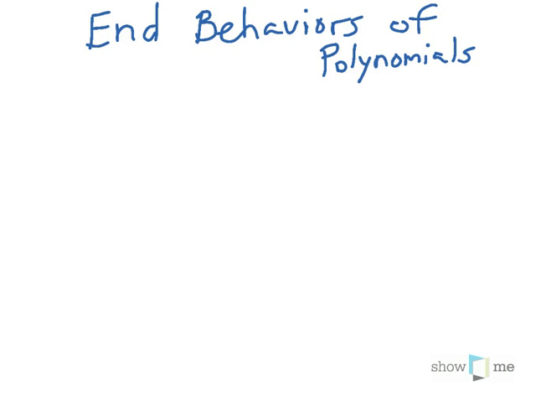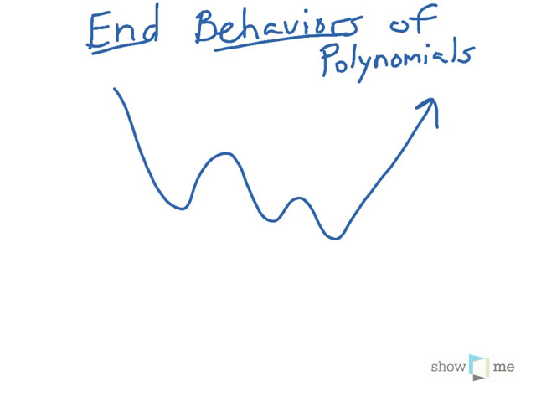Okay, before we get too detailed in this regard, I want to make sure people understand what these words, end behaviors, mean, what we're talking about. Now we're getting into graphs of polynomials, which make all kinds of crazy looking shapes. You might have something like this right there.